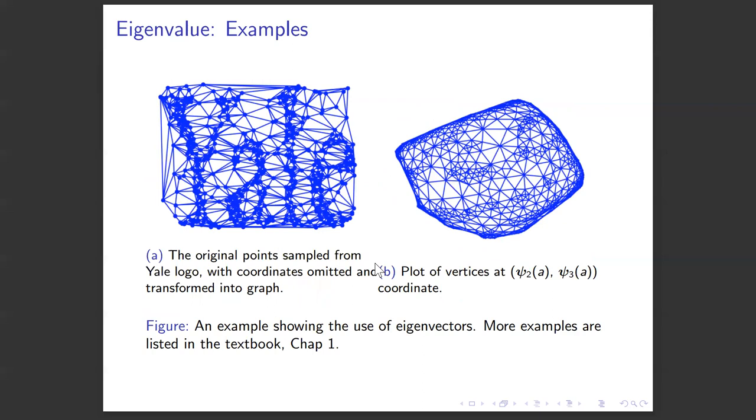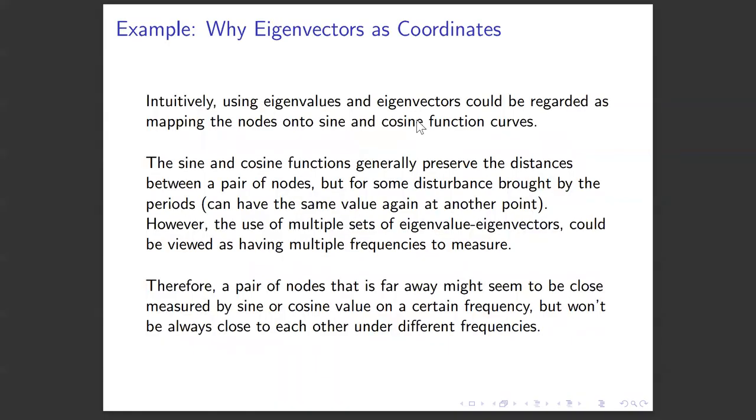So I brought this from the spectral graph theory class from Yale. You can see here is the logo of Yale, and then you just use the eigenvectors corresponding to the second largest and the third largest eigenvalues of the Laplacian matrix. Then you can see a very good clustering structure, and they would like to say, okay, this is a very beautiful graph drawing. But anyway, never mind that.